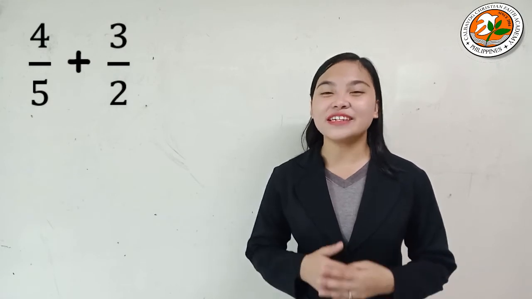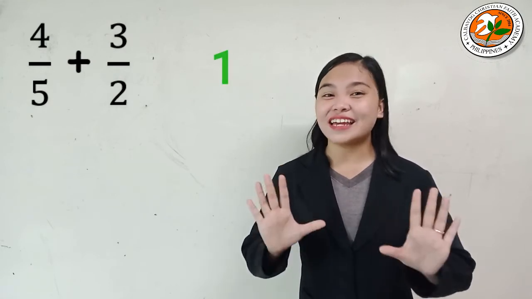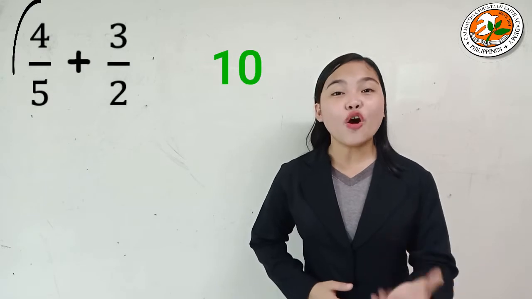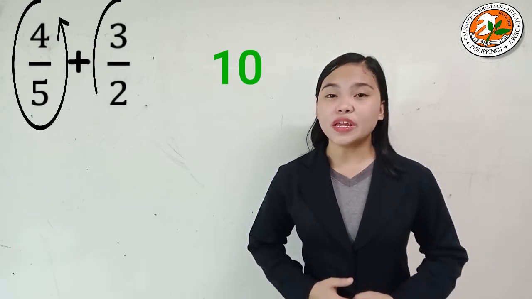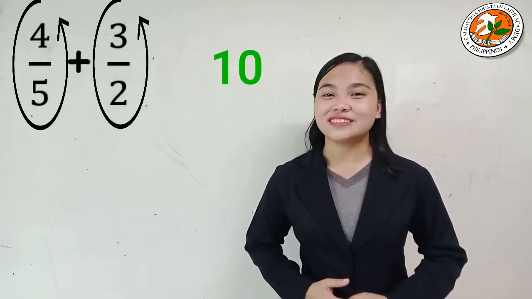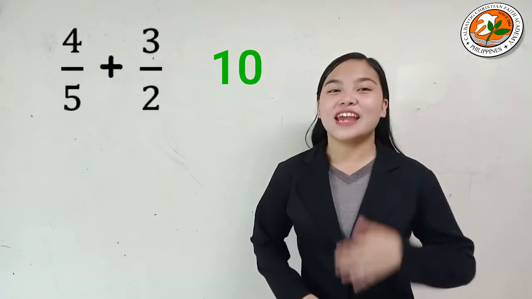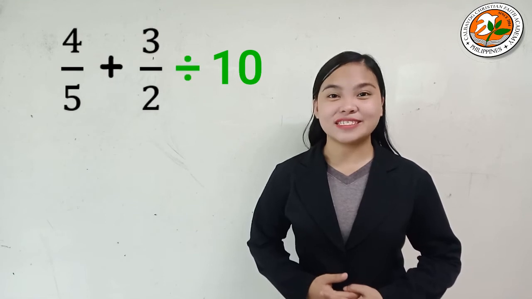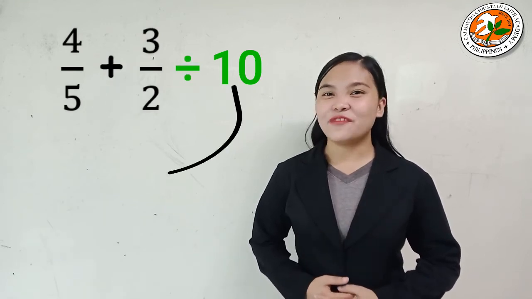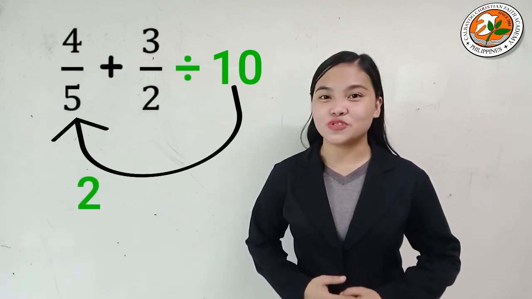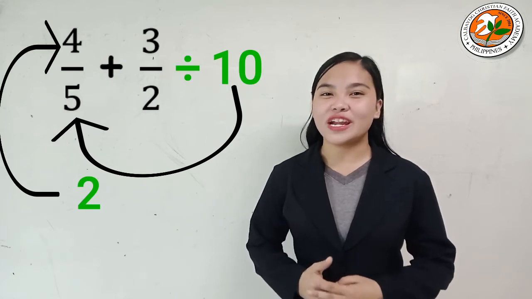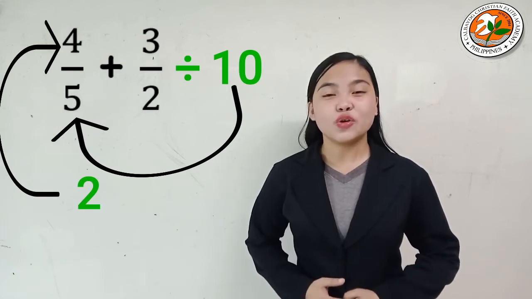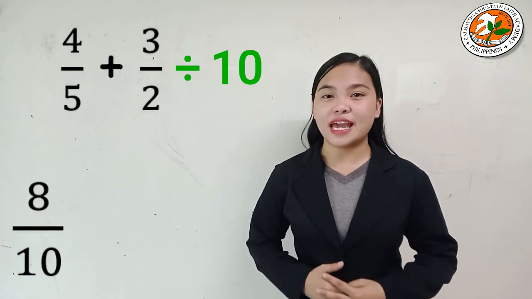Now, let's divide the LCD, which is 10, in the fractions 4/5 and 3/2 to have the same denominator. Like this, 4/5: 10 divided by 5 is equal to 2, times 4 is equal to 8. So we have here 8/10.